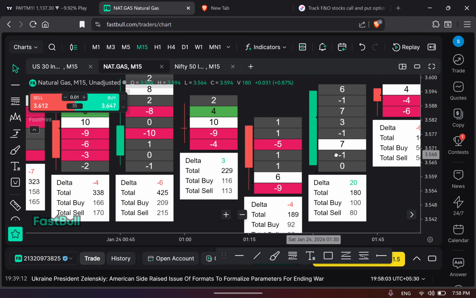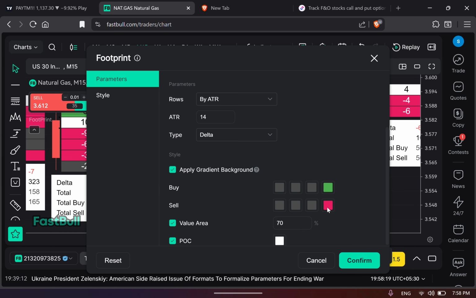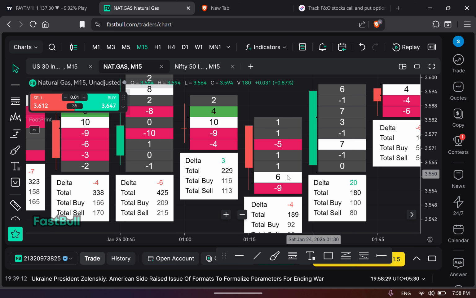Okay, so in this particular candle what you are able to see here, even though the delta is 20, no aggressive buying or aggressive selling is happening. That is where I have changed my footprint settings. What I have changed for you guys here is, see, aggressive buying is shown with the green color, and aggressive selling is shown with the red color at that particular price level. So the rest of the gray colors are normal.